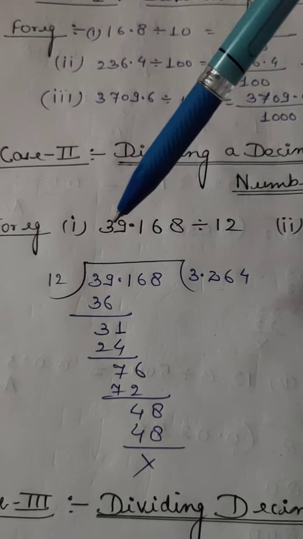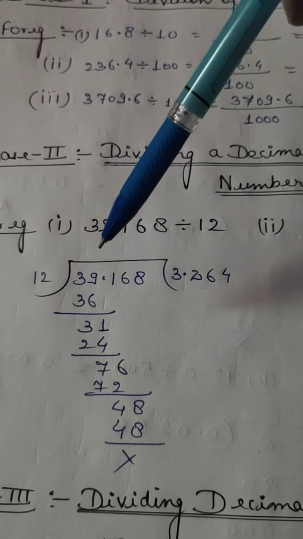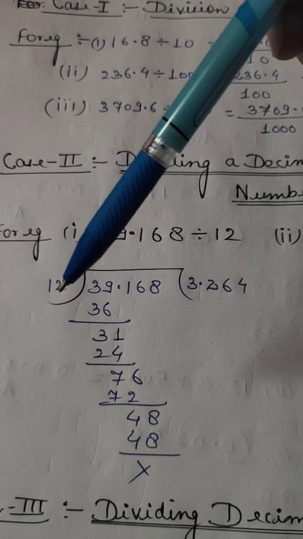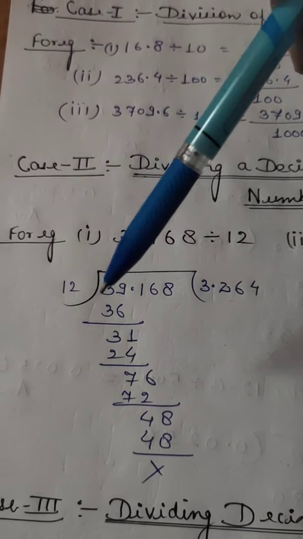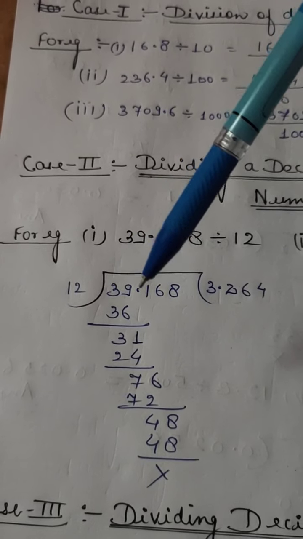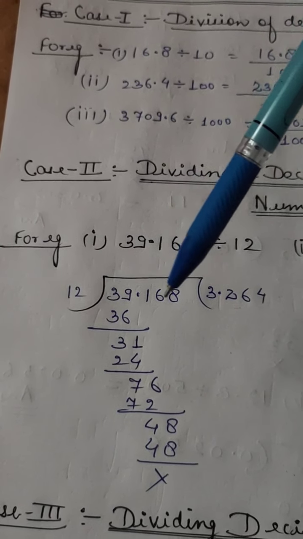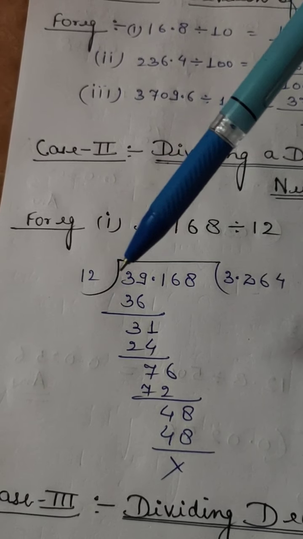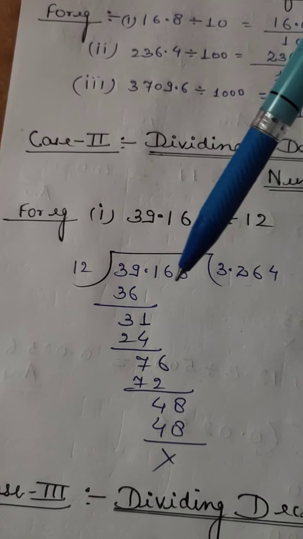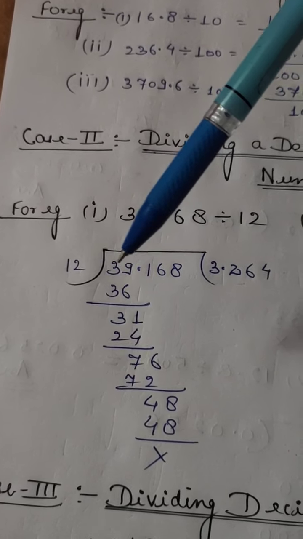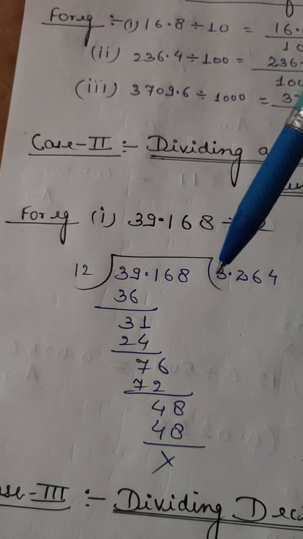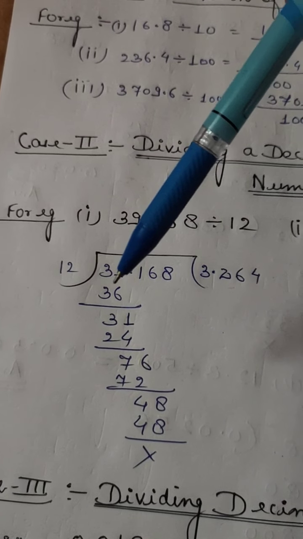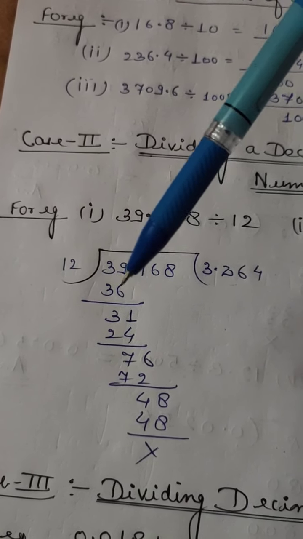Case two: dividing a decimal number by a whole number. Here, with the help of an example, I have shown how the division is performed when a number is divided by a whole number. See here, 39.168 is written here and 12 is written here. Then first I perform the division of 39. 12 3s are 36. 36 is written below 39. After performing subtraction, what do we get? 3.